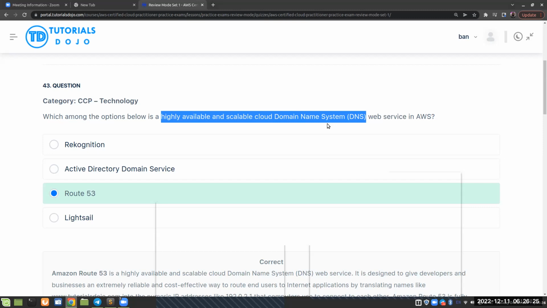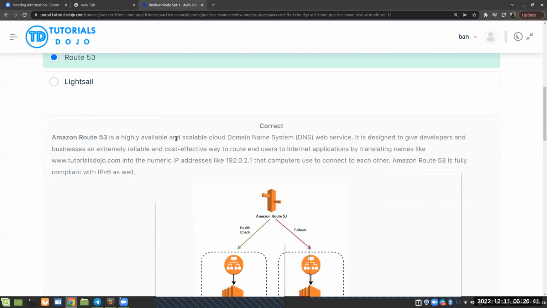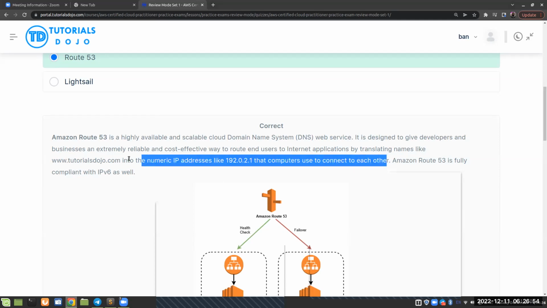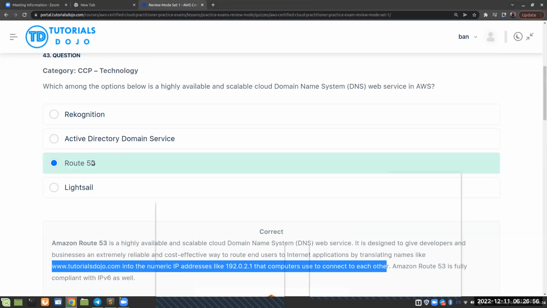And then Route 53 you can also use to create domains. If you want to create a domain like kinyo.com so that it has an IP address, you can actually use Route 53. It gives developers and businesses a way of translating names, like you see in this example, tutorials dojo, into numeric IP addresses that computers use to connect to each other. So they always know that it converts domain names to IP addresses, or the other good point is creating domains.